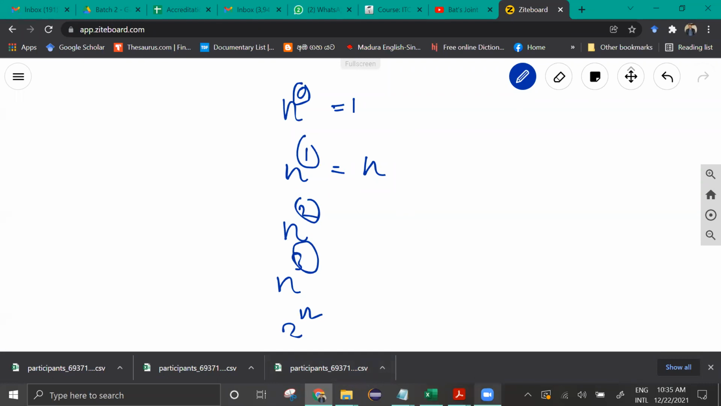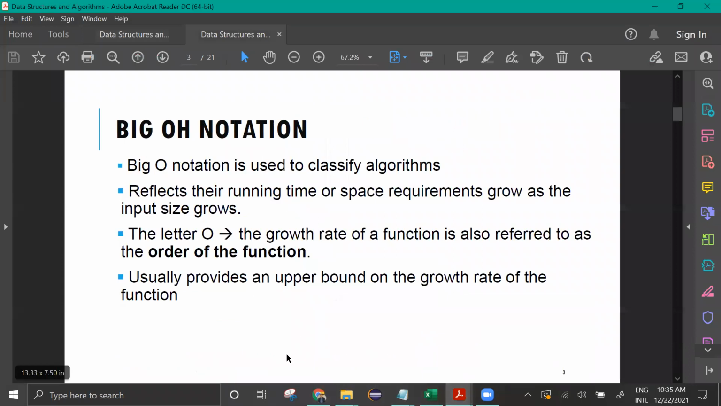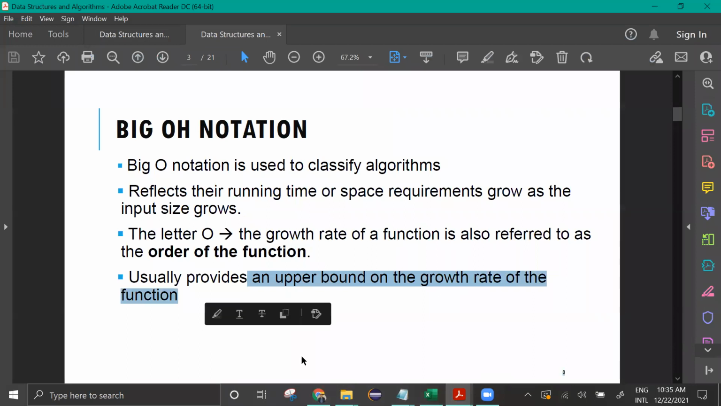The order usually provides an upper bound of the growth rate of the function. Upper bound.